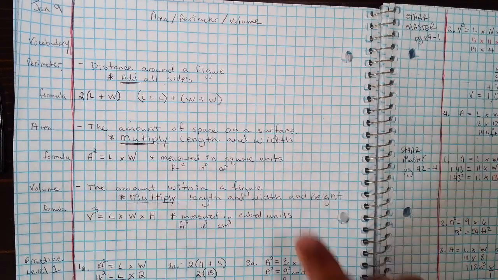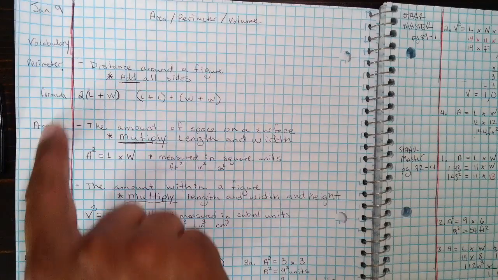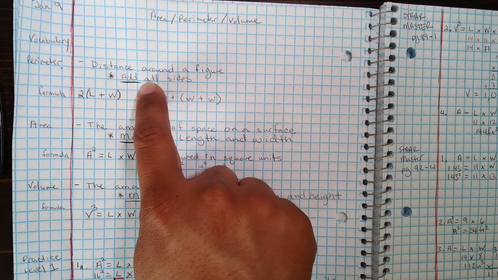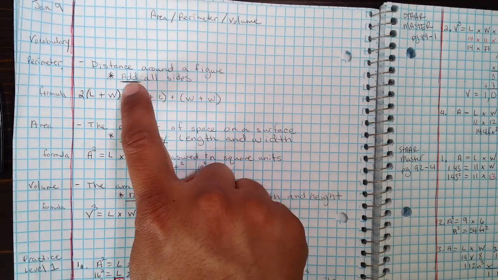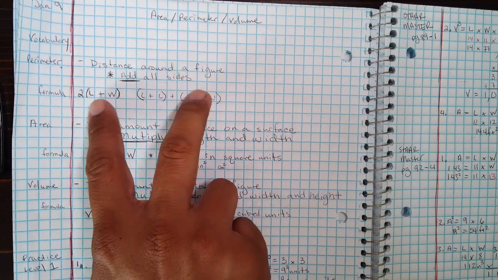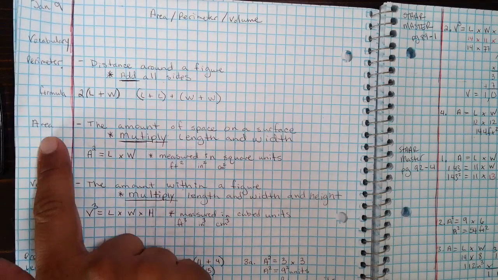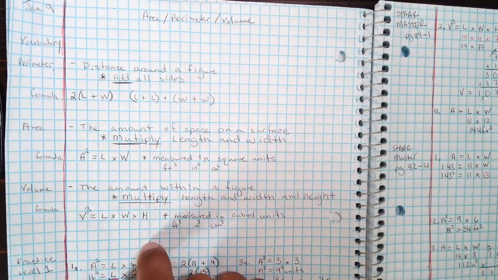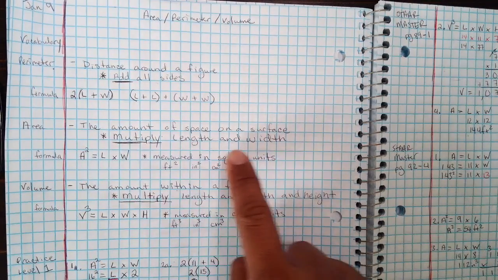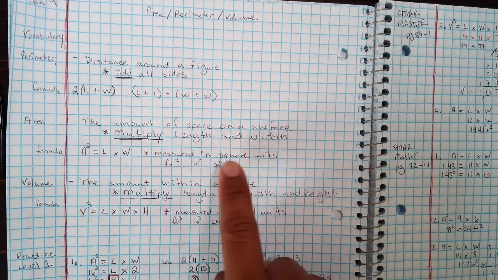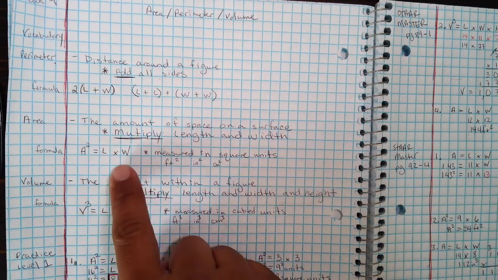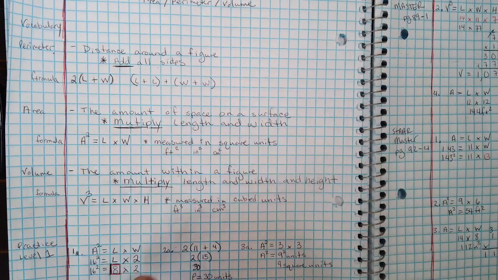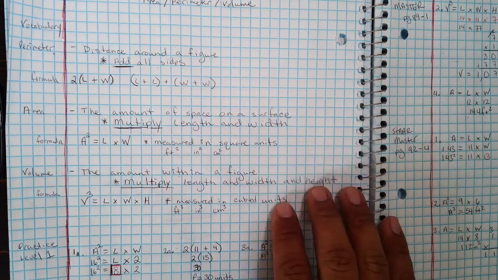Once again, just a reminder, if you need a reminder, we wrote down these notes for a reason, okay? The perimeter, the distance around a figure. We're adding all the sides. We can do that in several different ways. We have area, the amount of space on a surface. Okay, surface area. We're going to multiply length and width, and we're going to be measured in square units. And there's our formula.